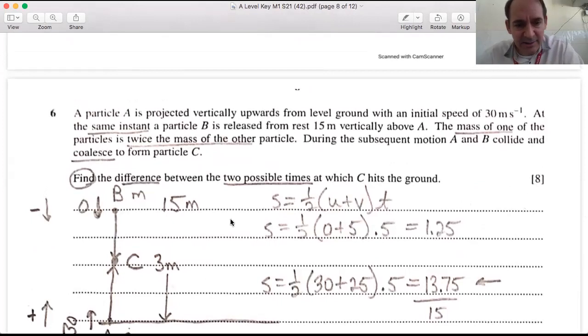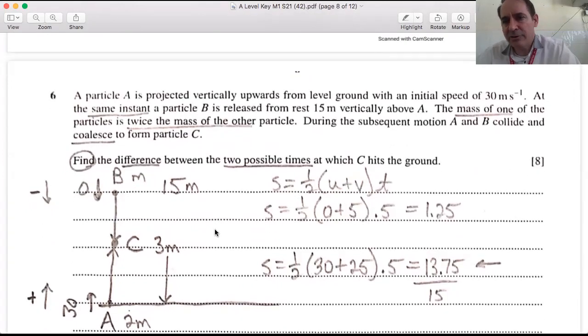Particle A is projected vertically upwards from level ground with initial speed of 30 meters per second. At the same instant, particle B is released from rest at 15 meters vertically above A. The mass of one of the particles is twice the mass of the other particle. During the subsequent motion, A and B collide and coalesce to form particle C. Find the difference between two possible times at which C hits the ground.